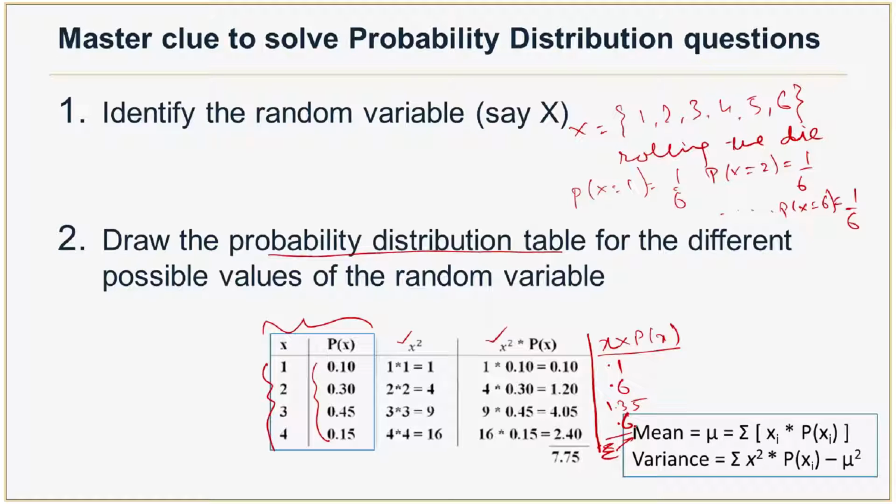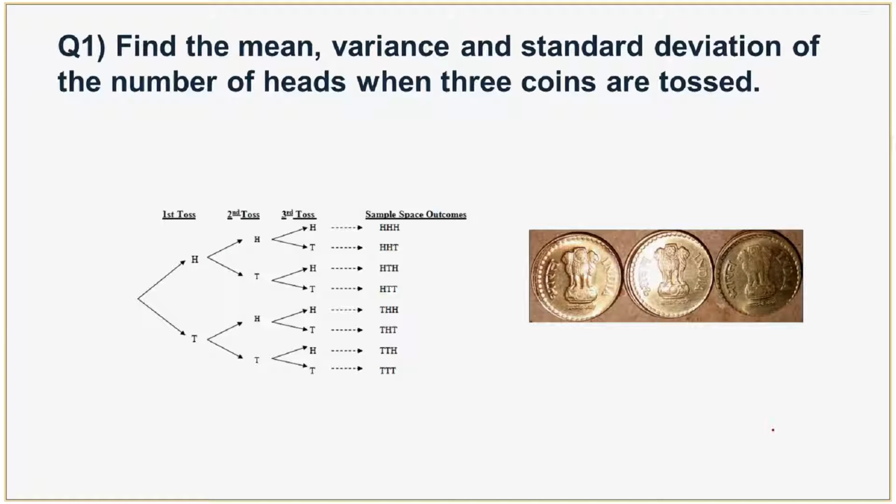Once you get the mean, you take the square of the values of the random variable, multiply them with the corresponding probabilities, and sum them up. You get the first term of the variance. Subtract the square of the mean value and you get the variance. So it's that simple. Essentially the crux is that you have to arrive at the probability distribution table. So moving on to the questions.